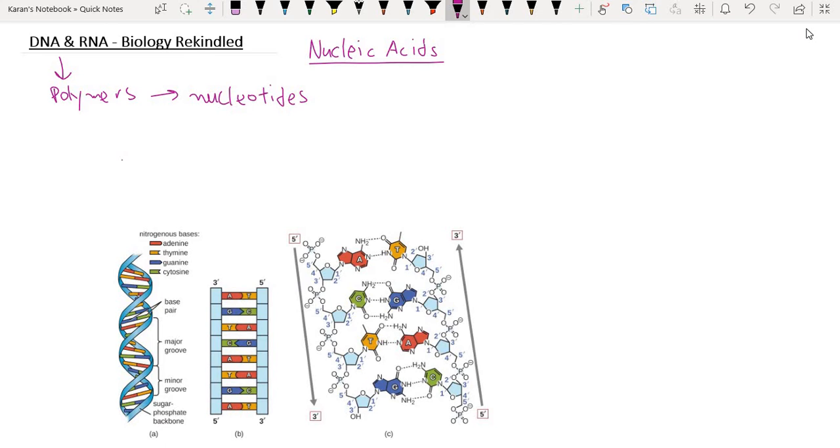And there are three components of the nucleotide. The first component of the nucleotide is a sugar molecule, and that sugar is basically a 5-carbon sugar. It is ribose in case of RNA and deoxyribose in case of DNA.